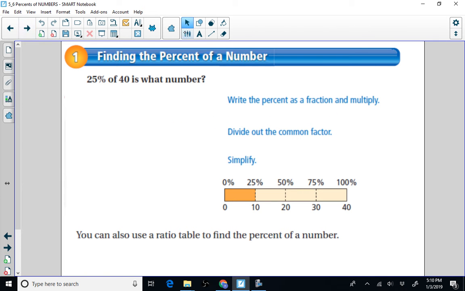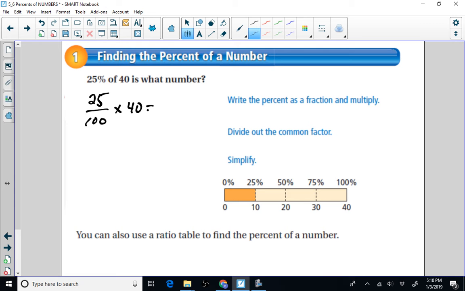All right. The first example here, let me get to my pen. 25% of 40 is what number? Right? The first step, we want to write the percent as a fraction. Well, the word percent means out of 100. So 25% as a fraction is going to be 25 out of 100. The word of means multiply, and we're multiplying by the number 40. The word is going to be an equal sign, and the phrase what number is going to be our variable.